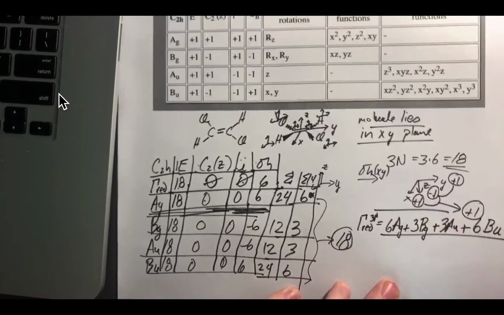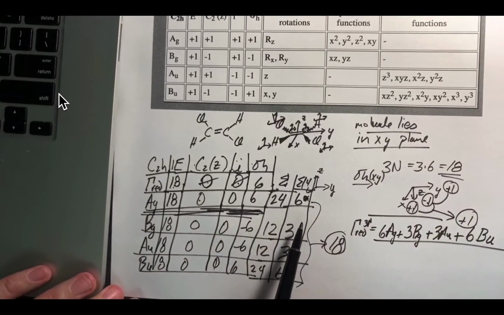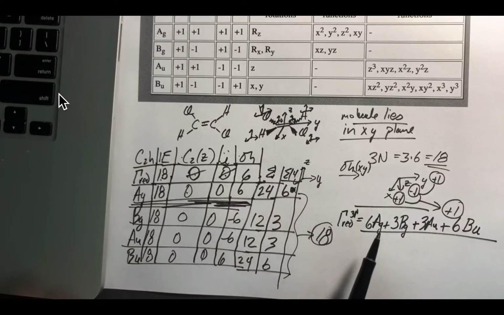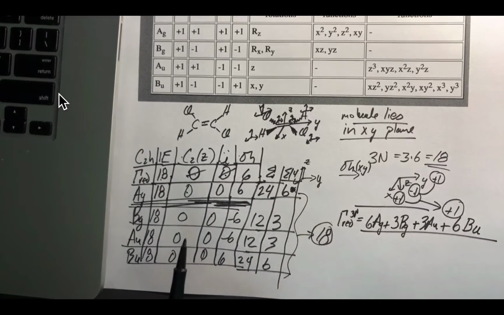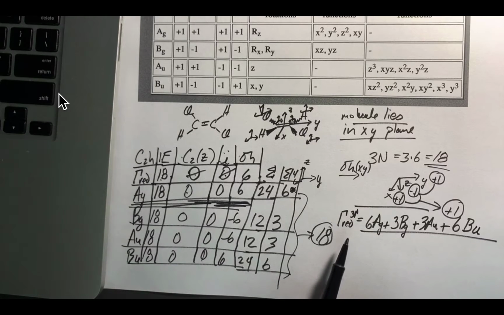Okay, just writing out what we worked out. So the reducible representation is composed of 6 AGs, 3 BGs, 3 AUs, and 6 BUs. Okay, this is 3N thus far.